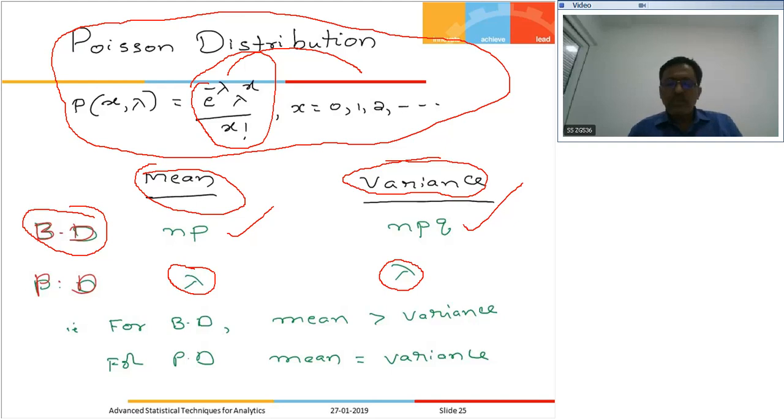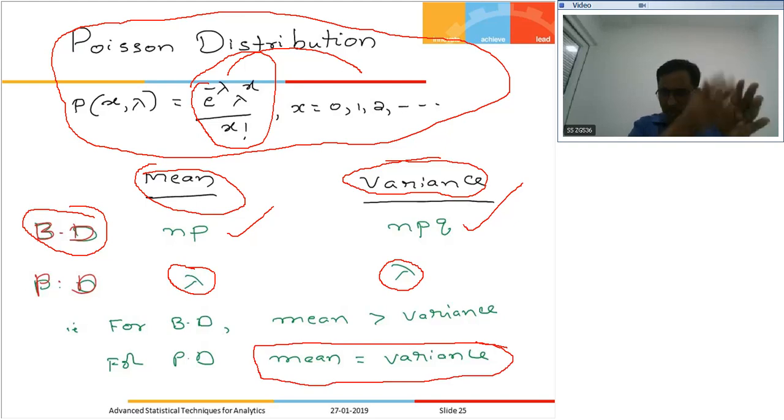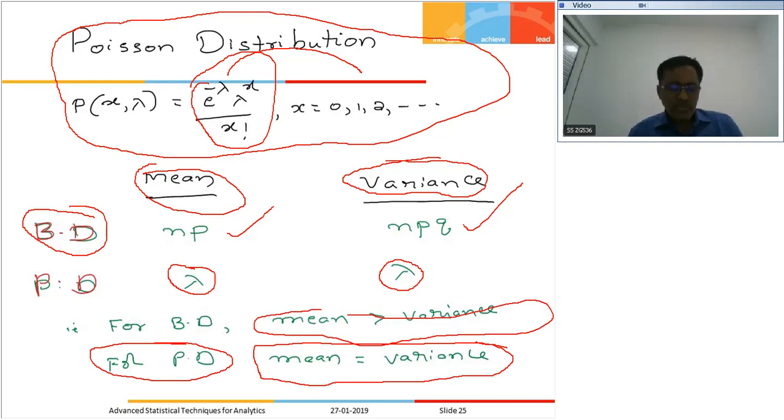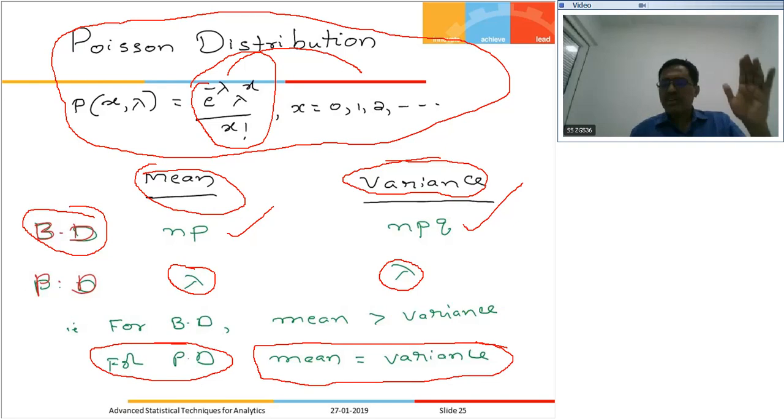Suppose we observe mean and variance are the same. Right? After the calculation, we'll find mean and variance are both the same. Then we say, it is very good that we can go ahead with Poisson distribution. Otherwise, if mean is greater than variance, then we say it is better to model the given situation or given data with the help of binomial distribution.